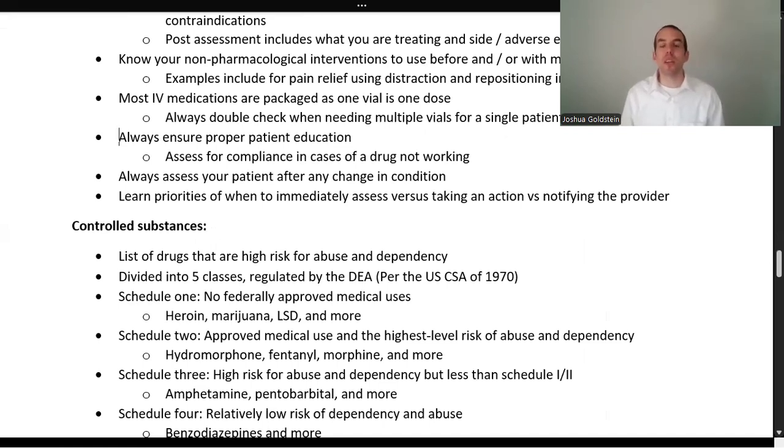Next, when you're treating a patient, and I'm going to use the classic example of pain, always include non-pharmacological interventions. Those are always appropriate. A nurse can do them on their own authority. You don't need a prescription for that.